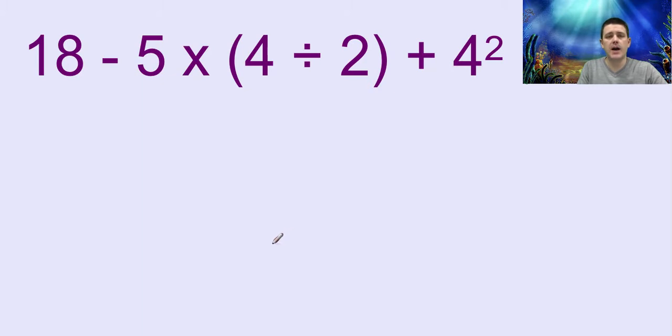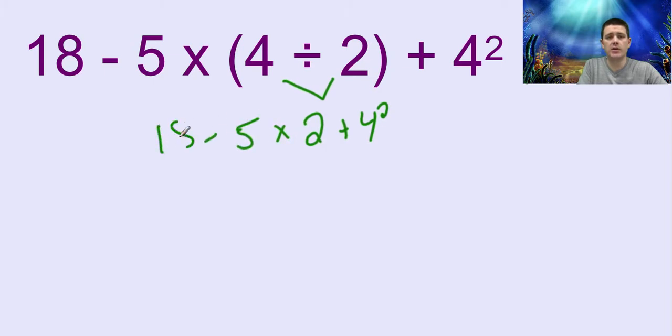18 minus 5 times, in parentheses, 4 divided by 2, plus 4 to the second power. So we just kind of work through it step by step. First, we look for anything with a grouping symbol, parentheses or anything like that. We have that, so we're going to go ahead and tackle that first. 4 divided by 2 is 2. Everything else in the problem just slides down because we haven't gotten to it yet.